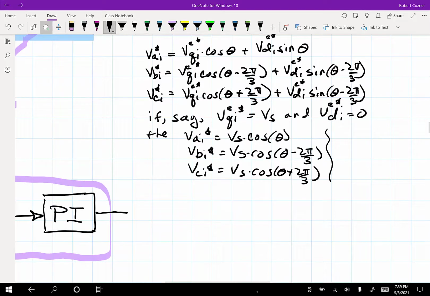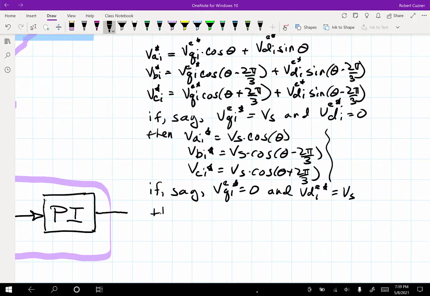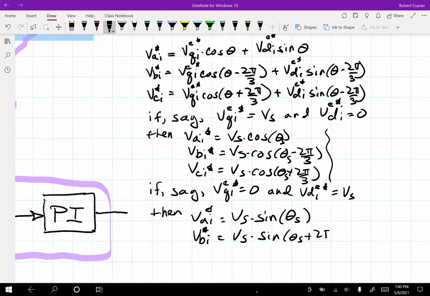On the other hand, if, say, VQI star is 0 and VDI star is Vs, then VAI star is Vs sine of theta s, VBI star is Vs sine theta s minus 2 pi thirds, VCI star is Vs sine theta s plus 2 pi thirds.